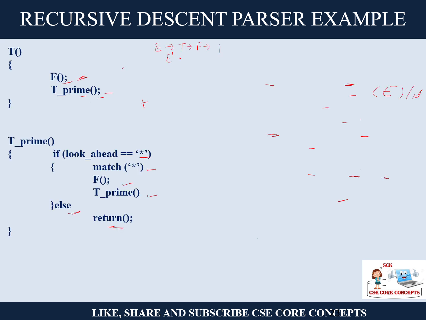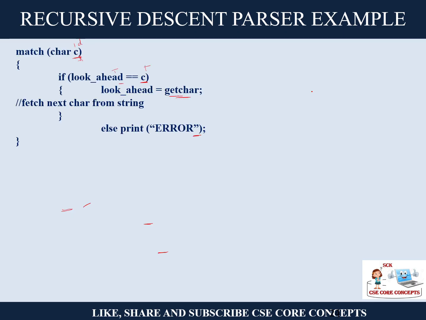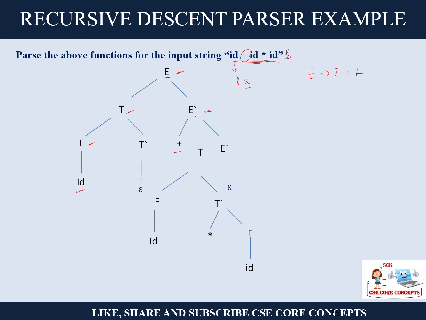Okay, so from E prime we got a call to T, and from there we have given a call to F. So let's come over here for the tree. So E prime we matched plus, then we gave a call to T. From T we gave a call to F, right?